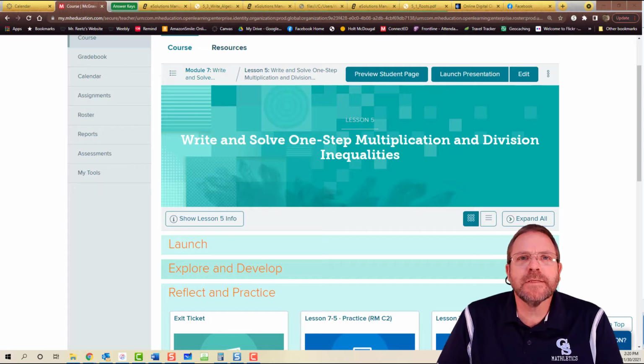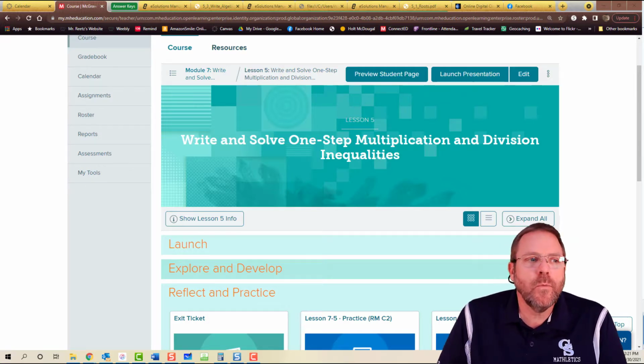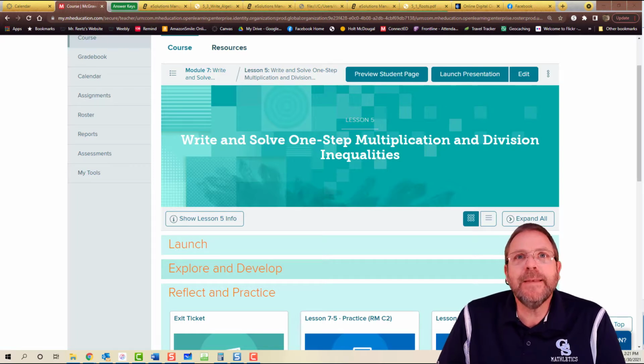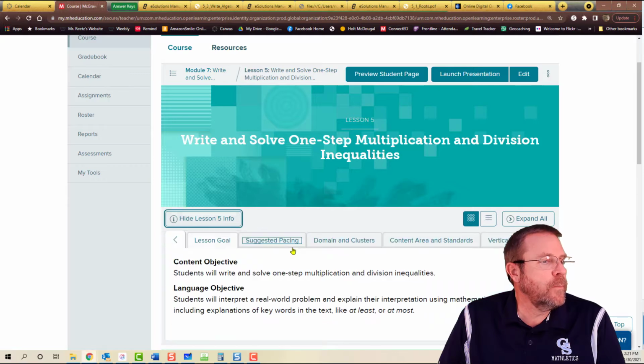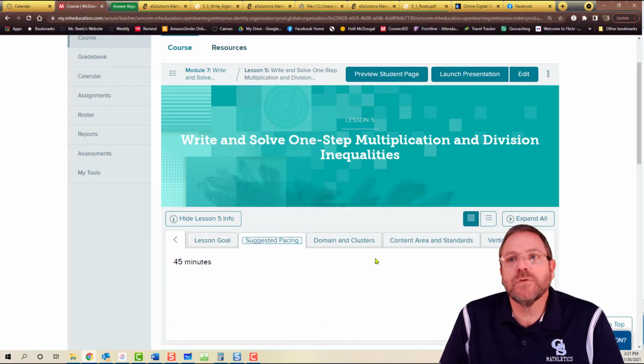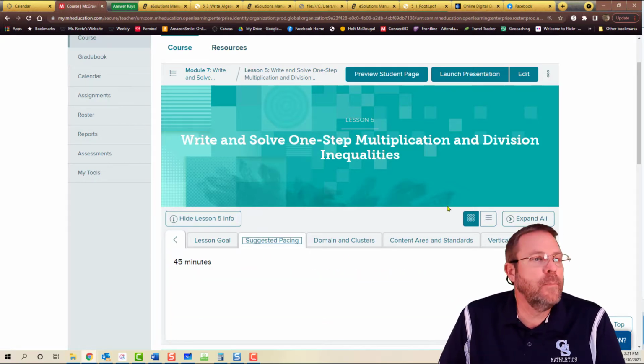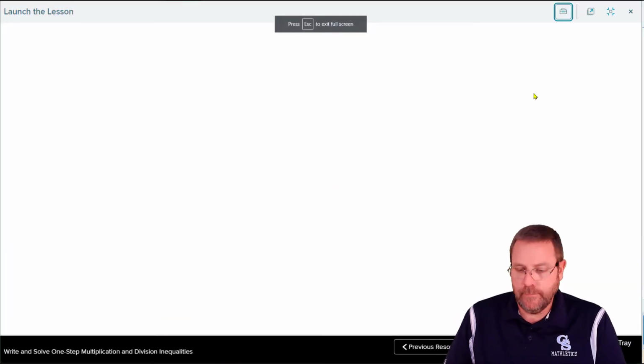Module 7, Lesson 5 is a continuation of where we left off yesterday, only now we're going to both write and solve one-step multiplication and division inequalities. The past couple of days, all we've been doing is solving them. Now we're going to be taking word problems and converting them into mathematical inequalities and solving them. If you take a look at our pacing guide for today, it says this should be a one-day lesson. Not too bad. Let's get started on it.